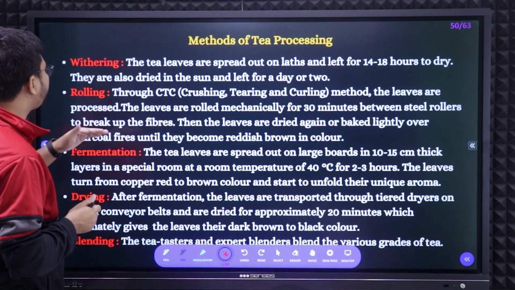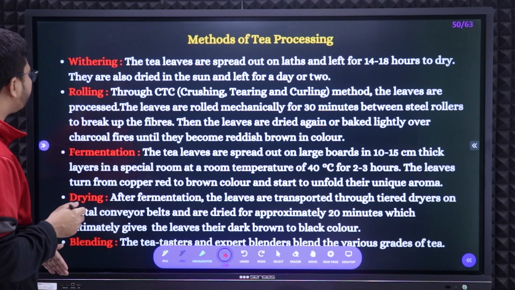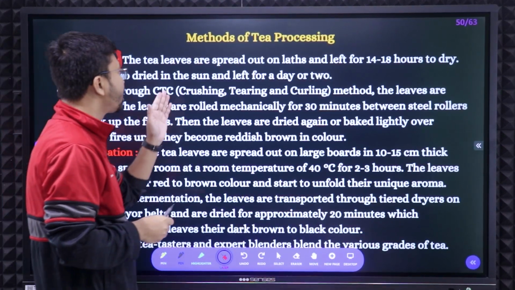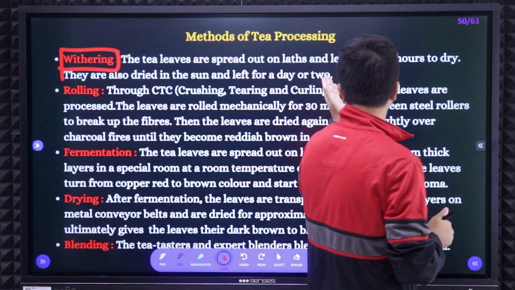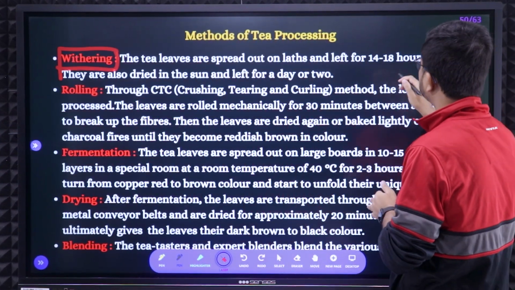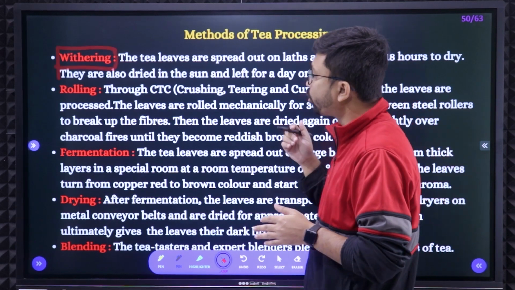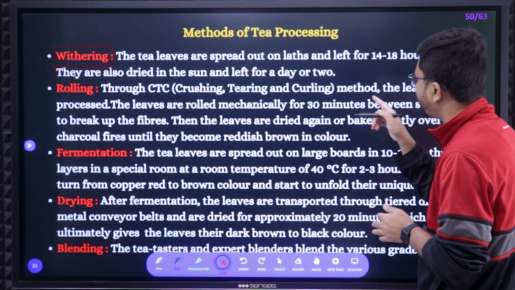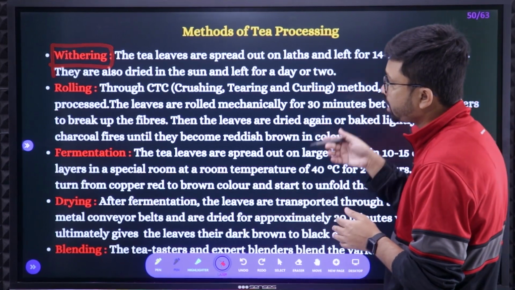For the methods of tea processing, you just need to know the terms. First is withering. The tea leaves are spread out on a rack, or left for 14 to 18 hours to dry. Then rolling, through CTC, or crushing, tearing and curling methods. That is the rolling method.